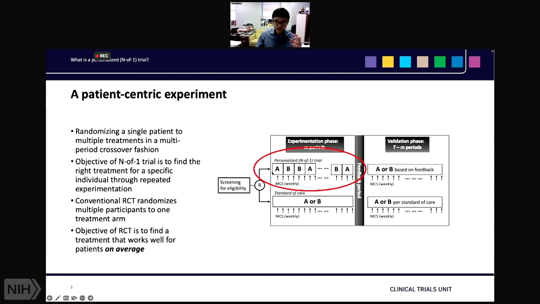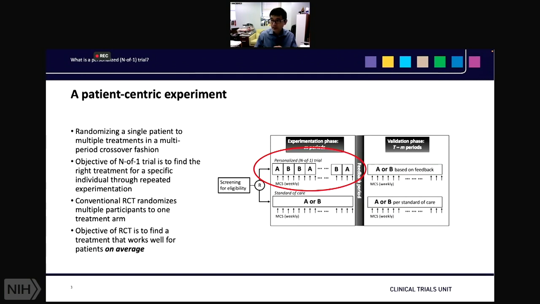And the patient is to receive the two treatments in a multiple crossover fashion, right? And with determined treatment periods. So how many treatment periods do we want to test these treatments in that particular patient. And then we're going to measure the outcomes on a regular schedule, as in a conventional randomized control trial, RCT.